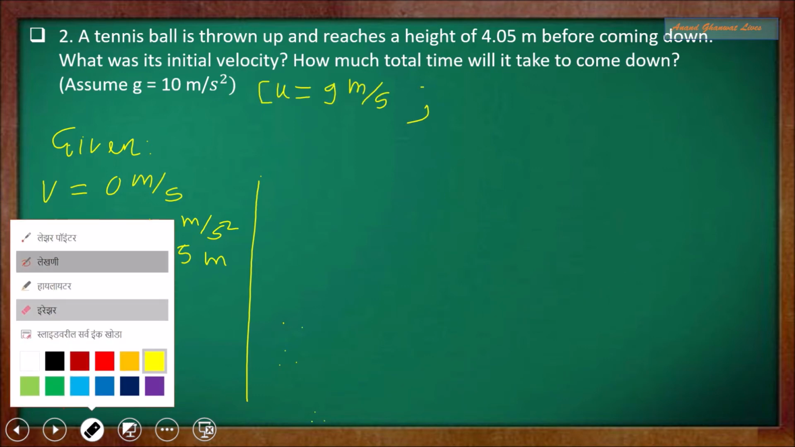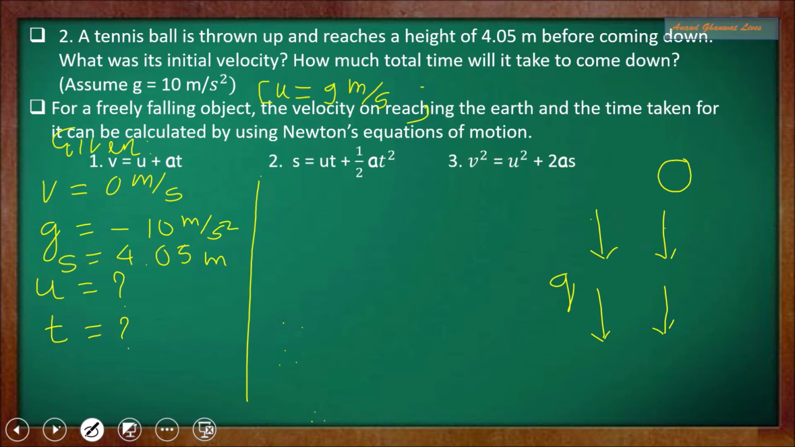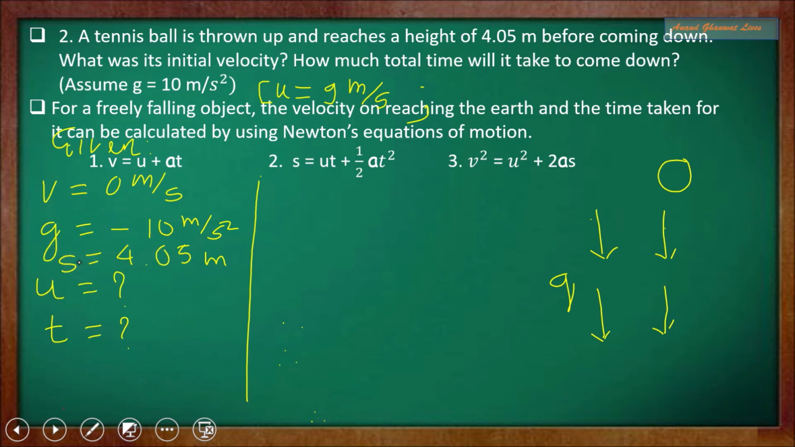Now let us solve the second question, that is, how much total time will it take to come down? While ball is coming down, its direction is in the direction of acceleration due to gravity g. Therefore, the value of acceleration due to gravity should be taken as positive. Now, which equation should be used here? Let us think. From the second equation, that is s is equal to ut plus 1 half at square, is the appropriate equation. So let us use it.